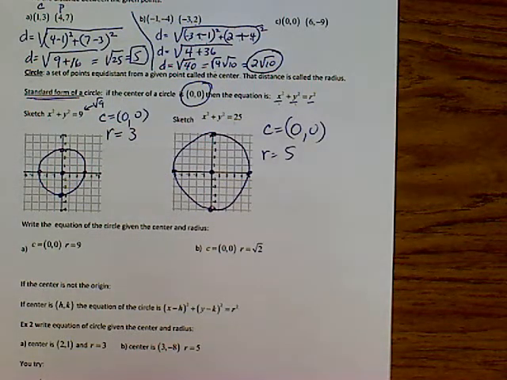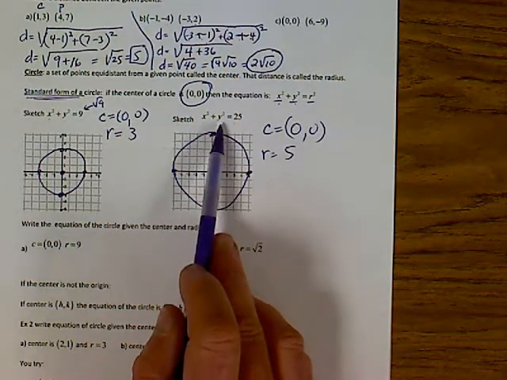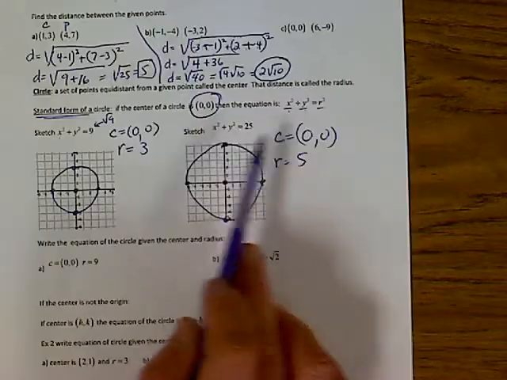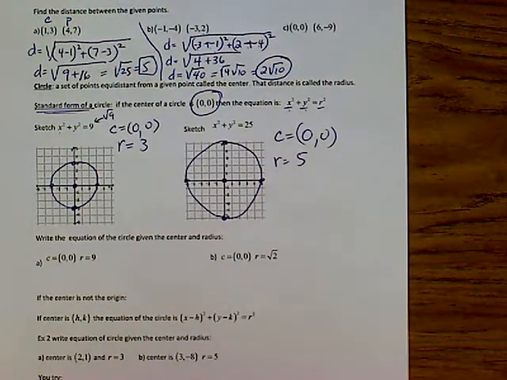Okay? All right, so far so good. Should feel pretty good about that. Again, there's nothing with x, nothing with y. Center is 0, 0. Radius is the square root of this back number.